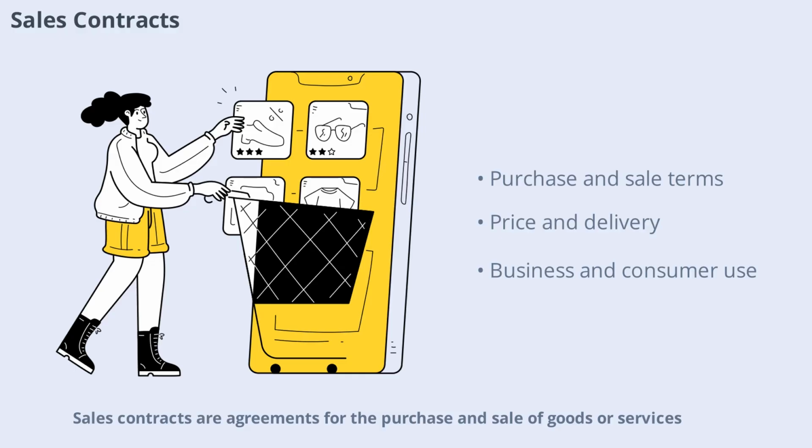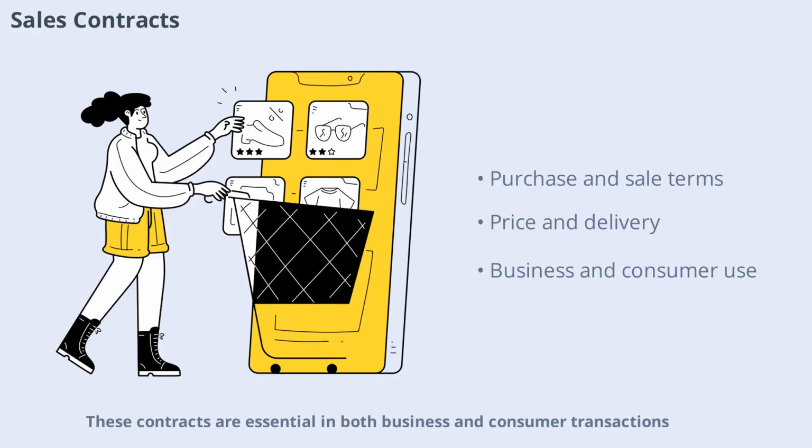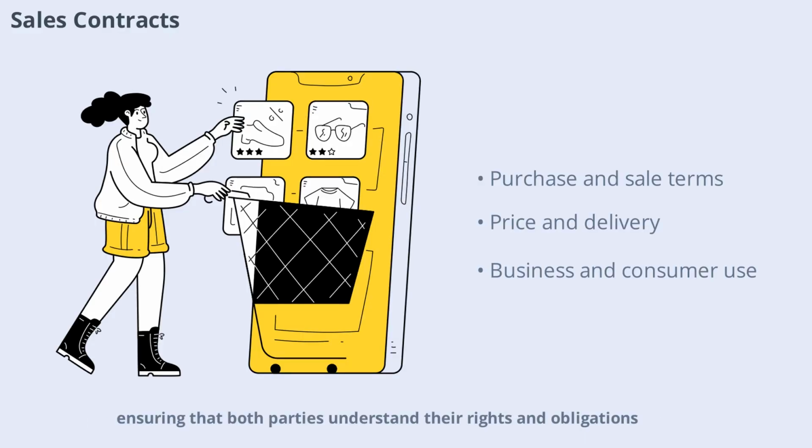Sales contracts are agreements for the purchase and sale of goods or services. They specify the terms of the transaction, including price, delivery, and payment. These contracts are essential in both business and consumer transactions, ensuring that both parties understand their rights and obligations.